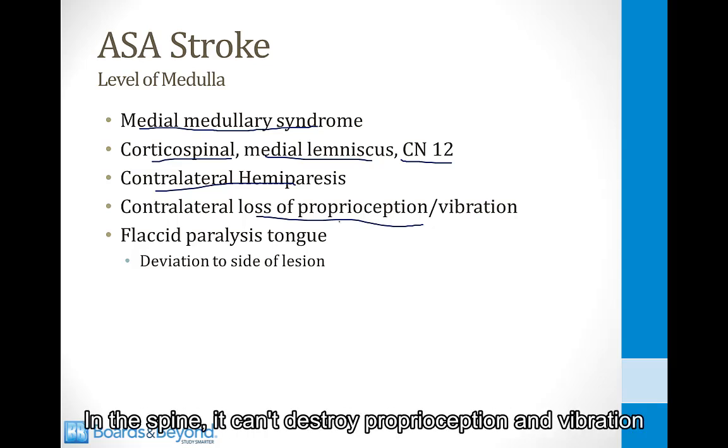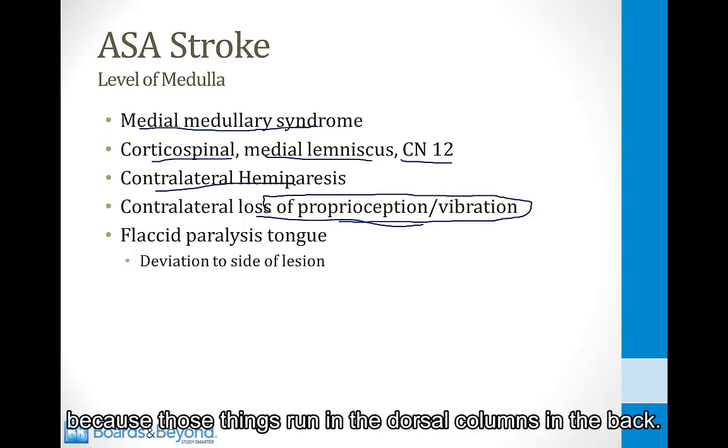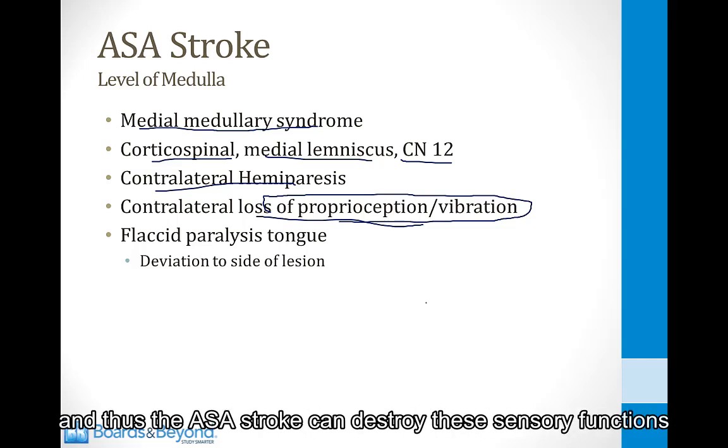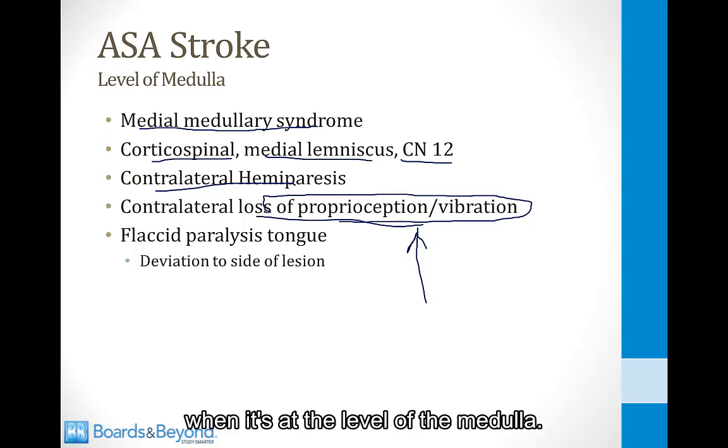So this is an interesting thing about the ASA. In the spine, it can't destroy proprioception and vibration because those things run in the dorsal columns in the back. But when they get to the medulla, they synapse and cross to be near the front, and thus the ASA stroke can destroy these sensory functions when it's at the level of the medulla.